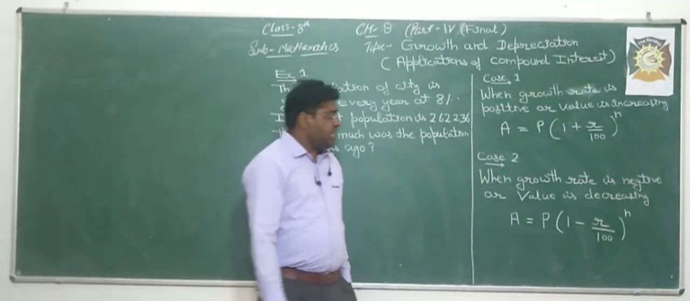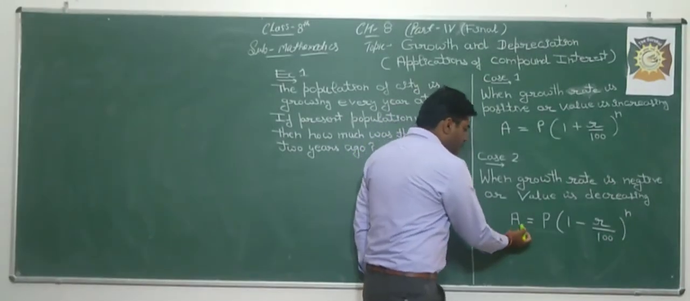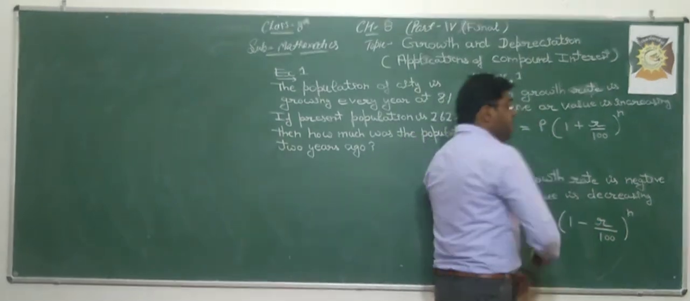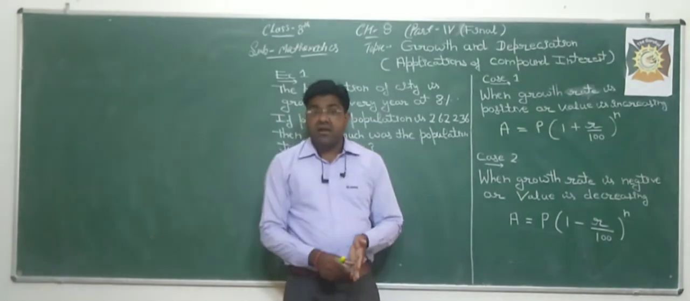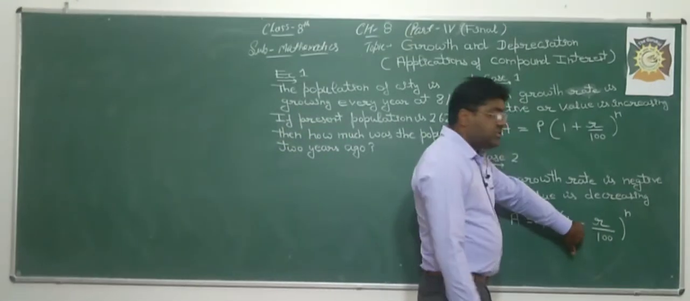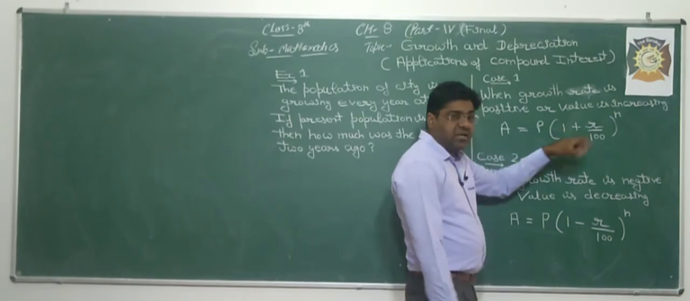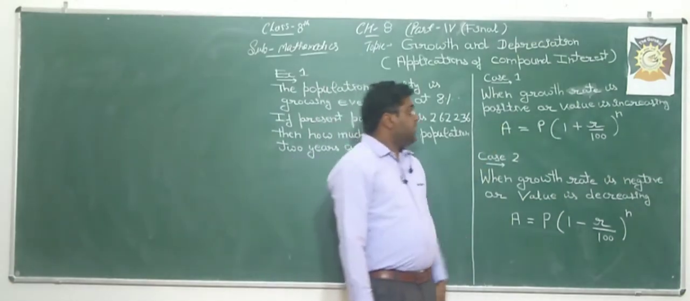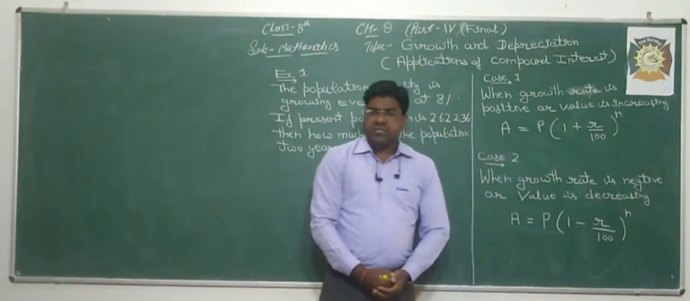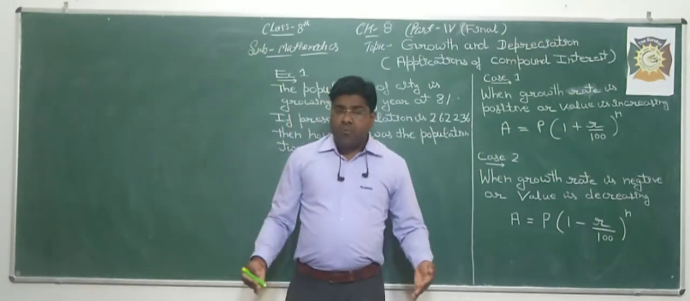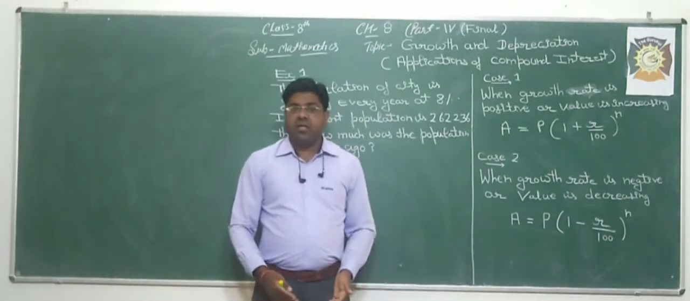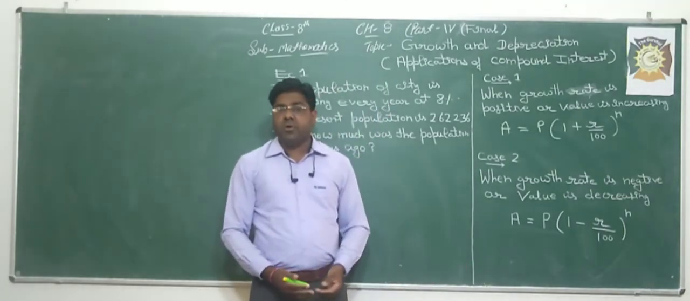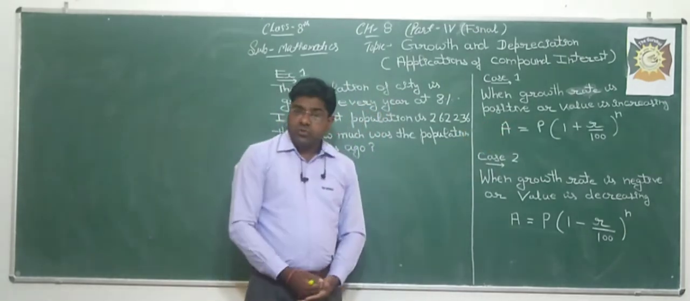In this case we can use the formula: amount is equal to principal into 1 minus rate upon 100. Because the rate is negative, here it is a negative sign, because plus multiplied by minus becomes minus. Clear students? In this case, sometimes we find the population of a town or a country or anywhere. It is increasing. In most cases, population will increase. That's why we can use this formula.